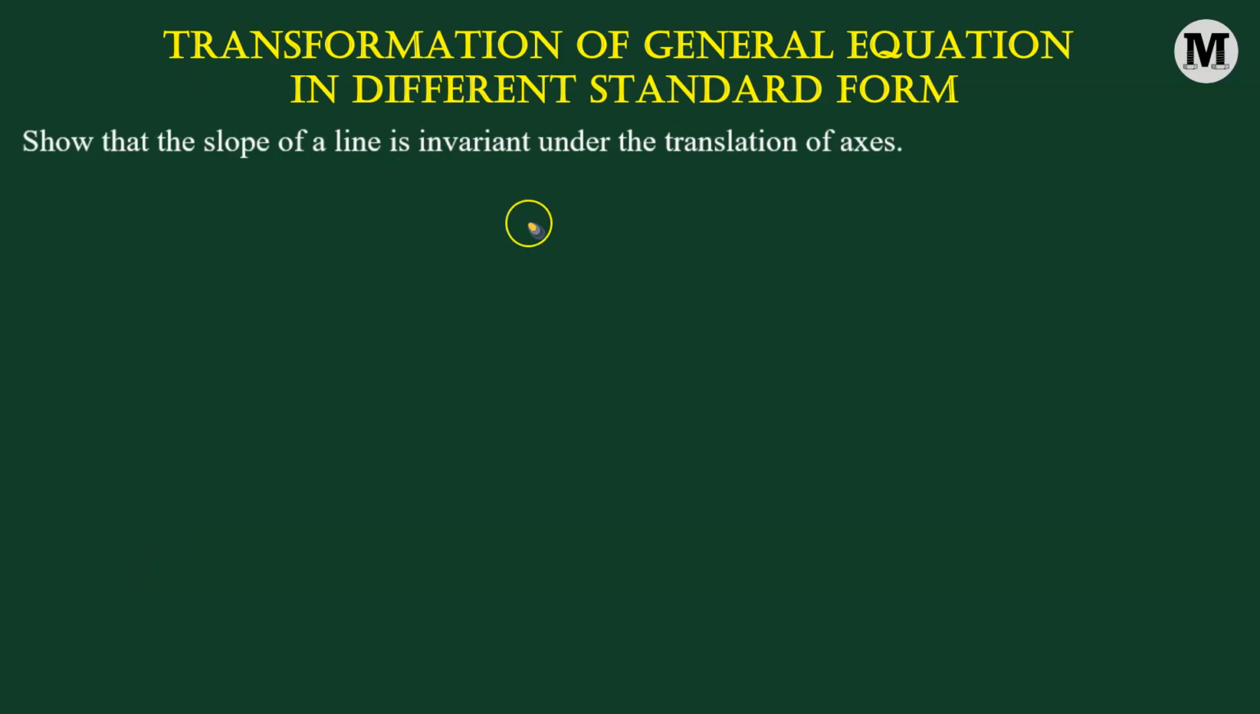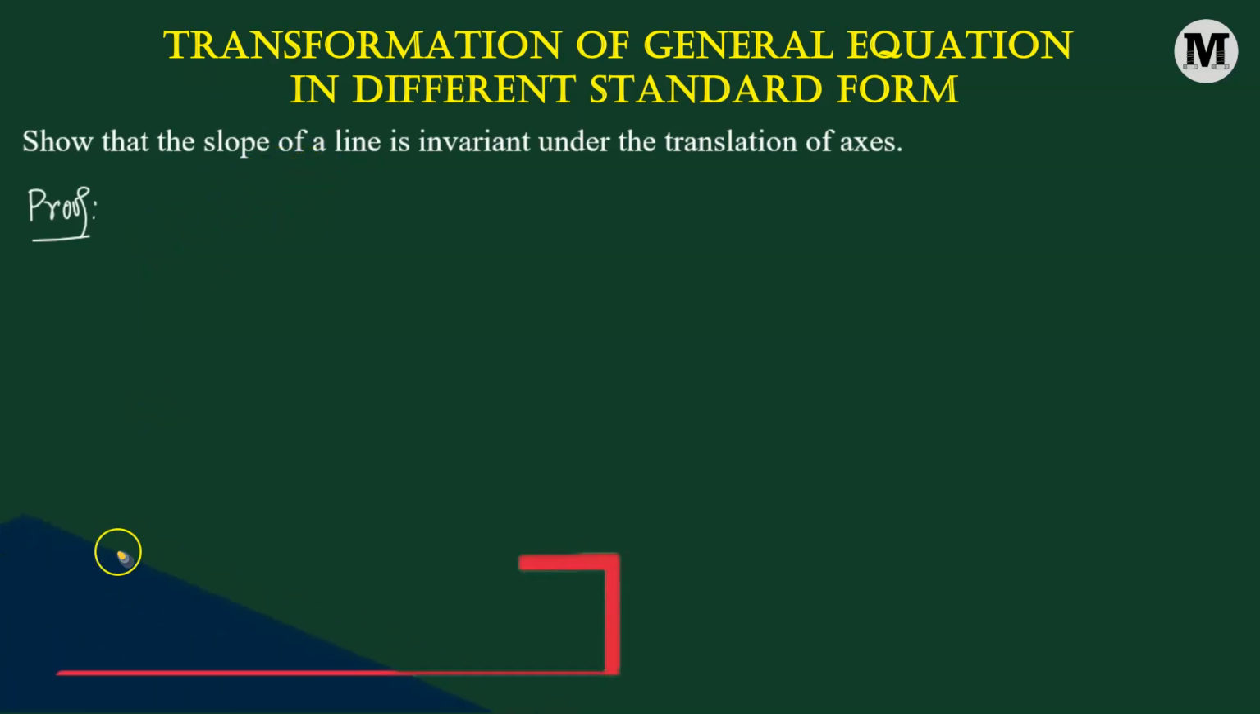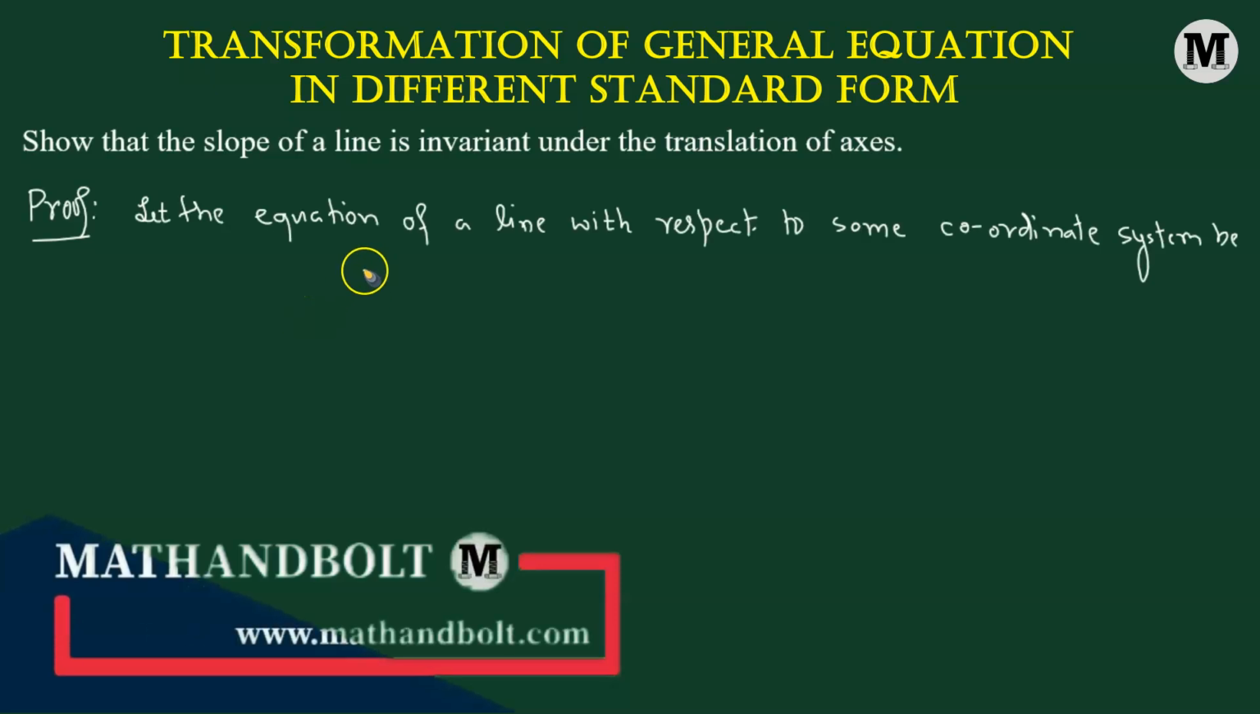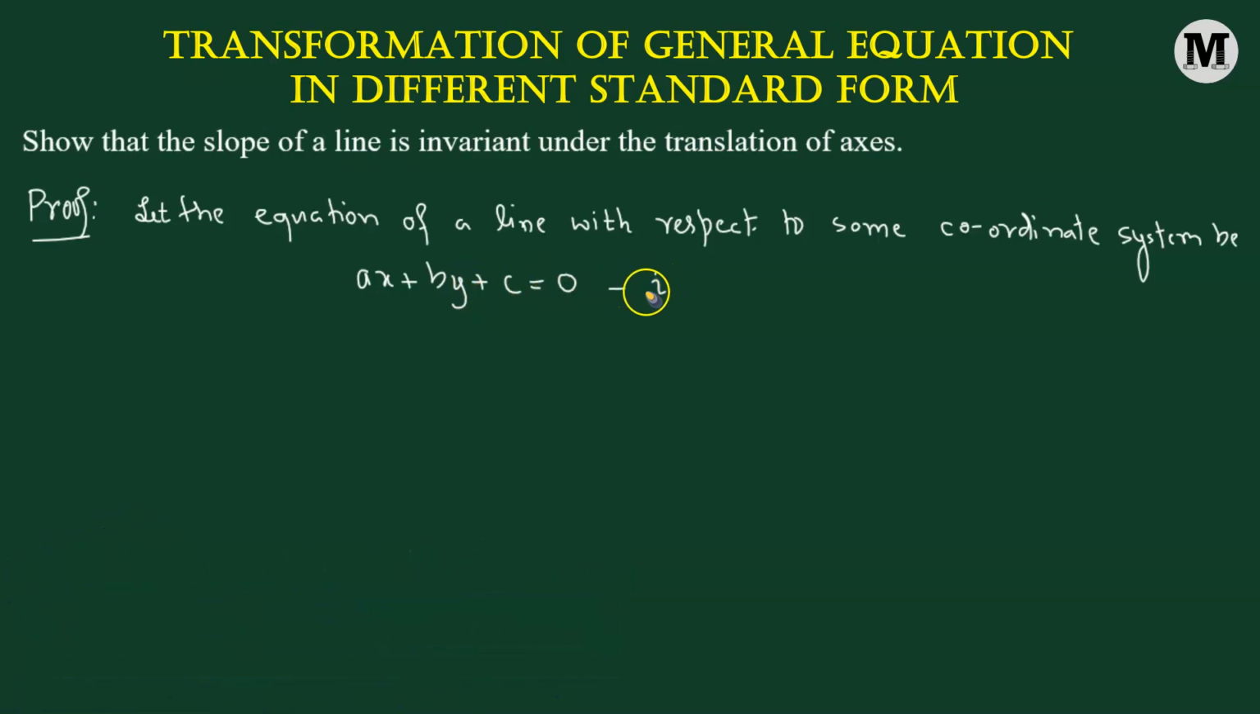Show that the slope of a line is invariant under the translation of x's. Okay, let us begin. In this problem, we're going to consider an equation of a straight line in some coordinate system. We're going to consider the general equation of a line, ax plus by plus c equals 0. We're going to label this as number 1.